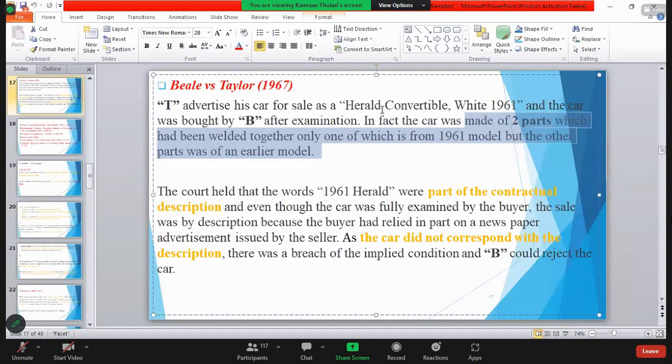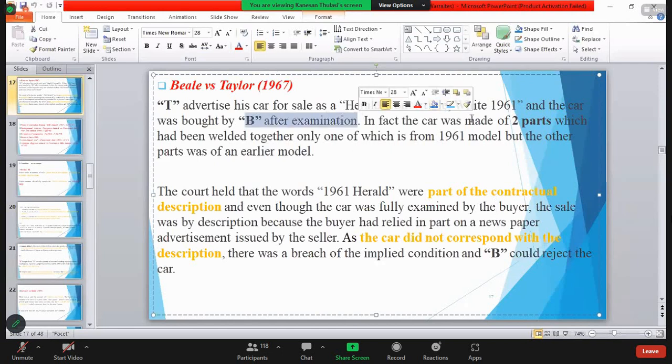One part of the car corresponds with the advertisement, which gave Herald convertible white 1961. The other part is an earlier model. Okay, the court held that the words 1961 Herald, this model, as advertised, were part of the contractual description. So why did we go to T's home and examine the car? Because of this advertisement. In the advertisement, T said it's a Herald convertible white 1961 model. For that reason also we went to T's home and examined the car. So that description, Herald convertible white 1961, is part of the contractual description.